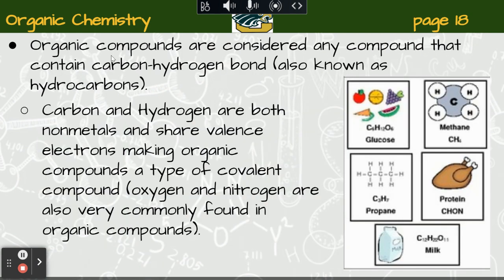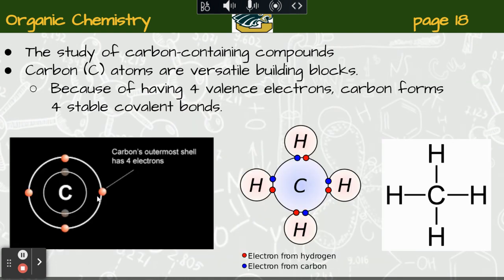Organic compounds are anything that has a carbon-hydrogen bond, also known as a hydrocarbon, this bond. Carbon and hydrogen are both nonmetals, and they share valence electrons, so that makes them a special type of covalent compound. So if we go back to this one, from what we just learned last class, this would have been called carbon tetrahydride as a covalent name, but because it's organic, because it has carbon and hydrogen, it has its own naming system.